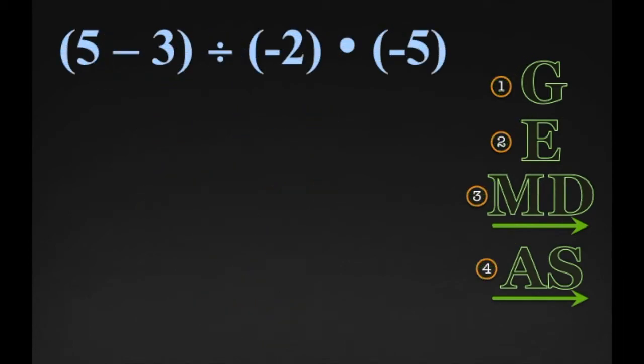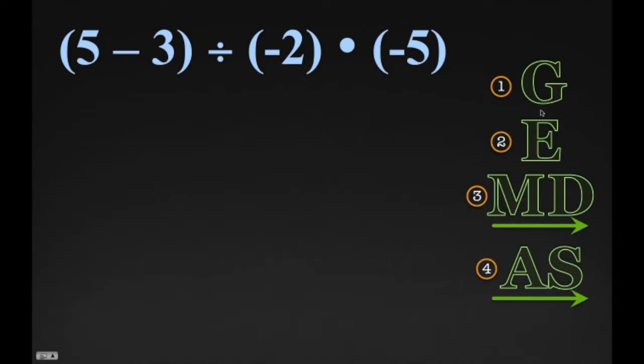Okay, let's take a look at this example. Again, I'm going to keep my steps right here and check them off as I go along. Let's start with step 1, grouping symbols. Are there any grouping symbols that you see here? Yeah. And there's 1, 2, 3, but I want to be very clear about something.